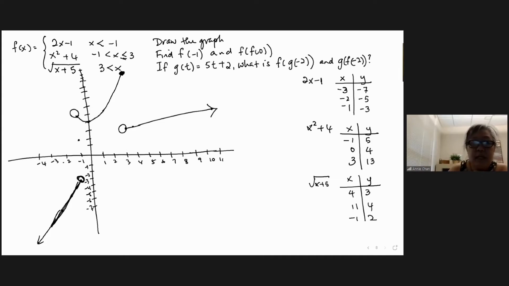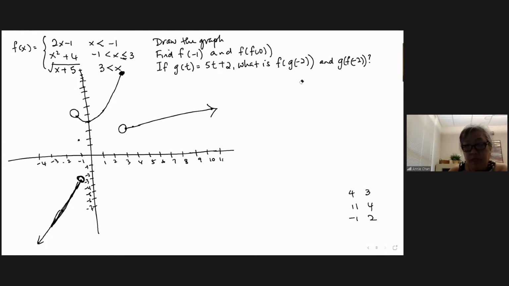So I'm going to erase this so that I have more space. I'm going to talk super fast because I don't want to be locked in and I want to finish this one. So if you don't understand anything, please stop me, okay? Now, I'm going to say, find f of -1. Which of these 3 graphs should I use?